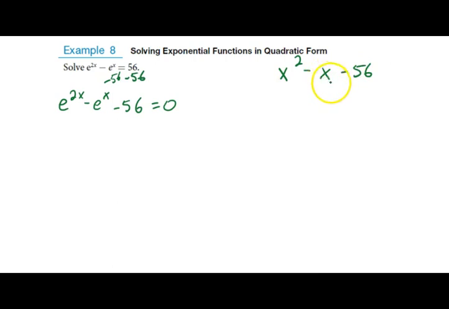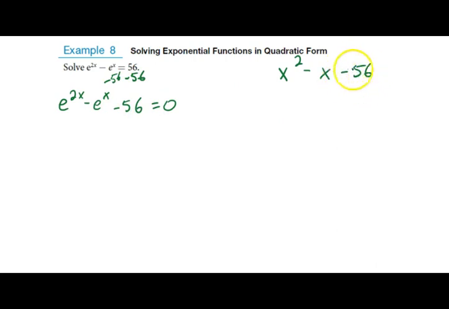I'm going to make it look like a quadratic by subtracting 56. And so I have e to the 2x minus e to the x minus 56 equals 0. Now, if I had given you x squared minus x minus 56, what would you have done with it? Well, I would have probably tried to factor, and if I didn't factor, I would have used the quadratic formula. So the question is, does this factor? And again, these are basically the same thing, except where I have x's over here, I have e to the x's over here. So I'll get back to that in a second.